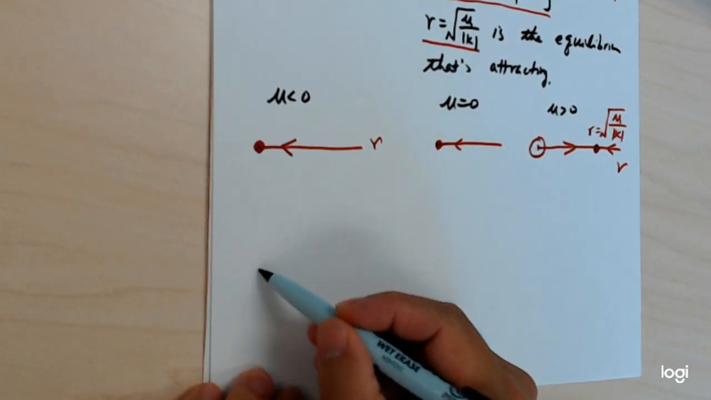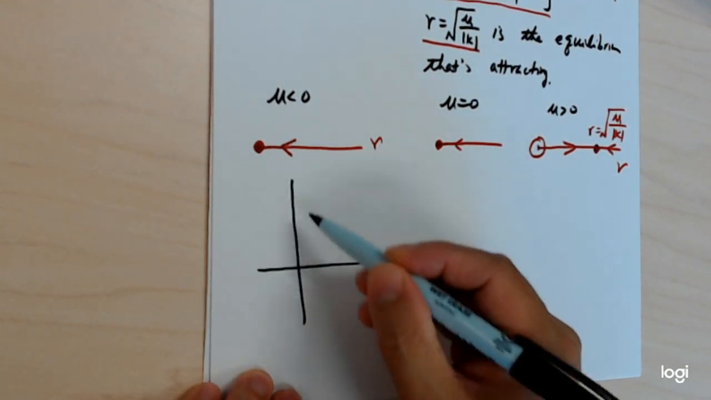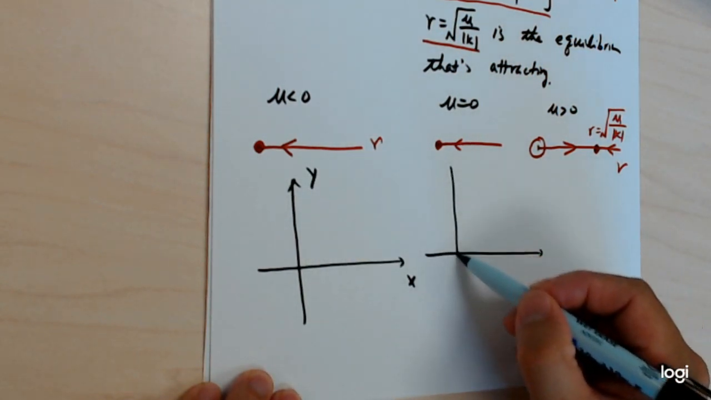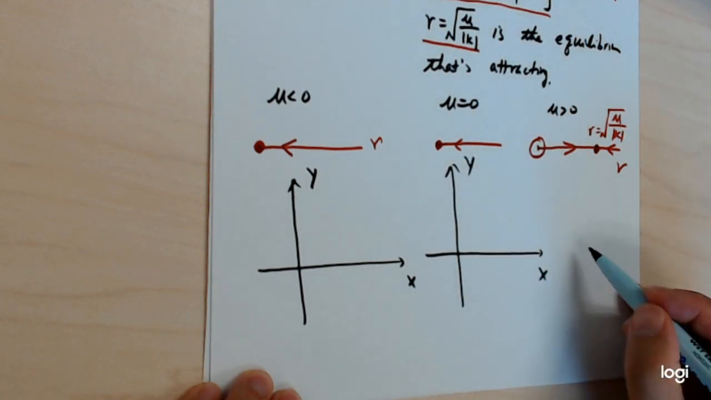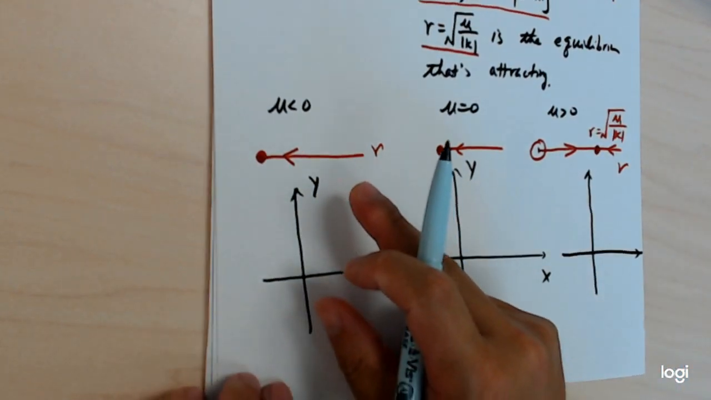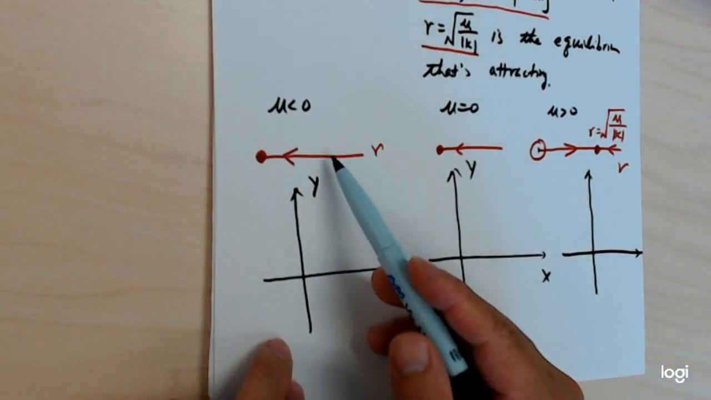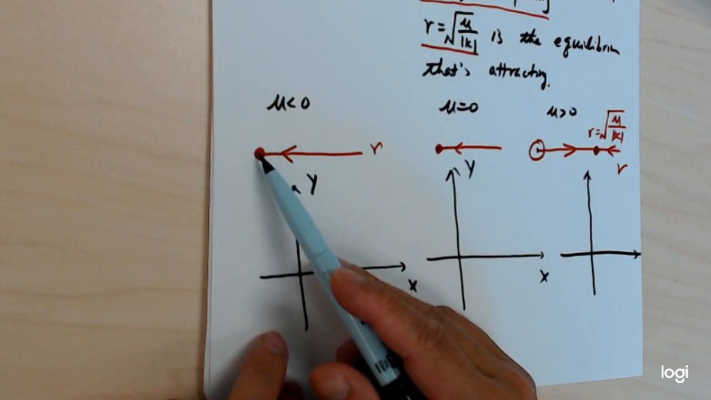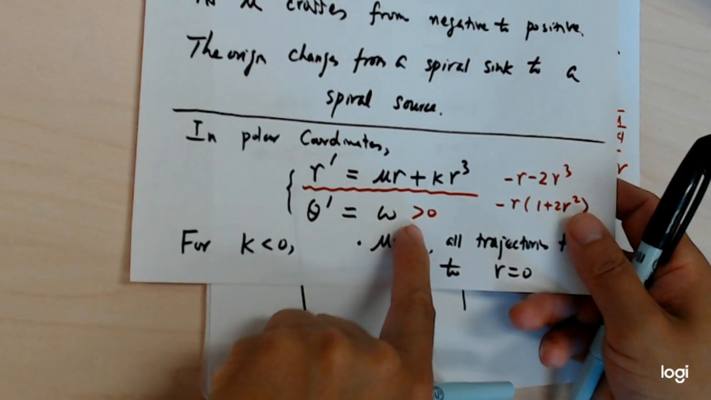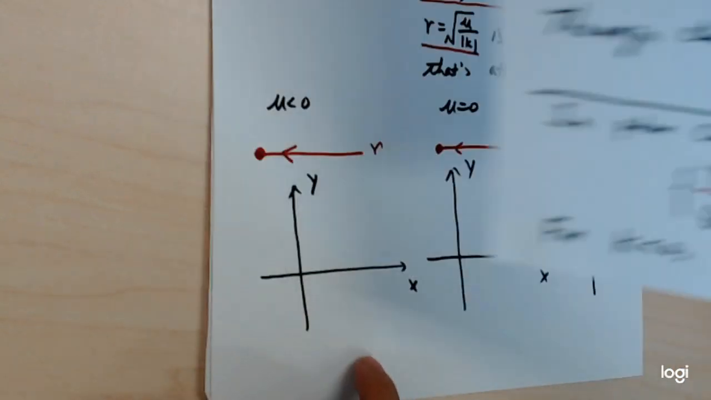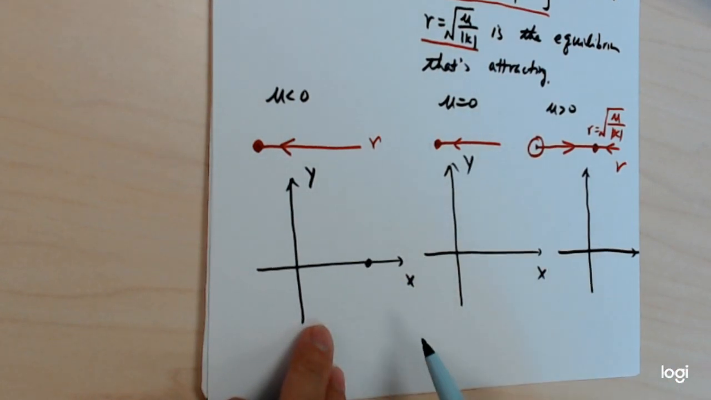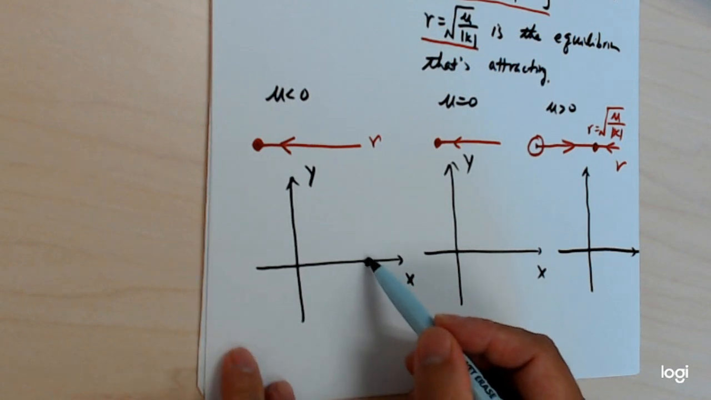In terms of the original x and y system, here's actually what happened. Here's the x-axis, y-axis. This is the phase portrait. Okay, this is the actual phase portrait. When mu is negative, all the solutions will approach the origin. Moreover, the fact that theta prime is positive means the angle keeps increasing, right? So if you start somewhere on this right here, the angle always increases.